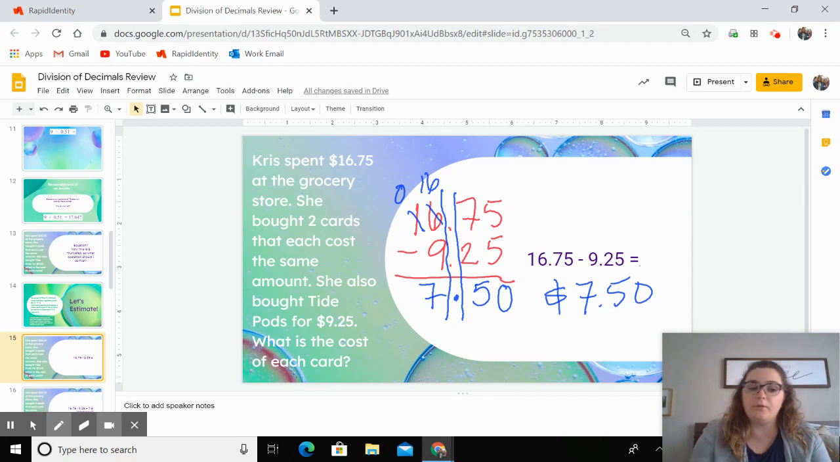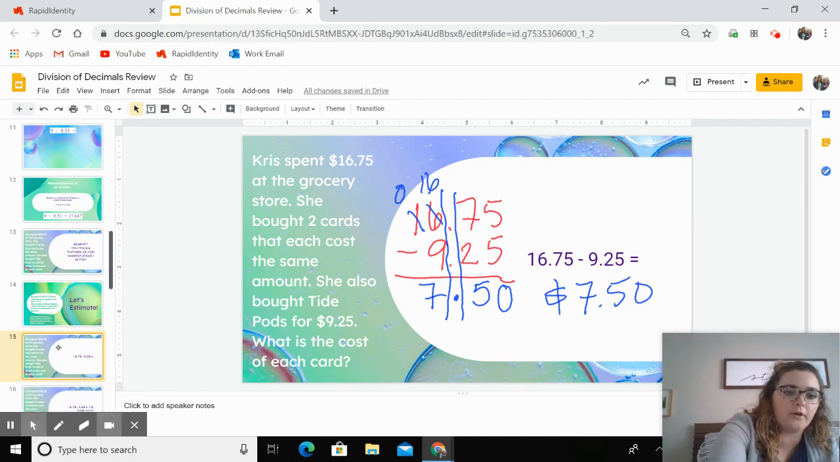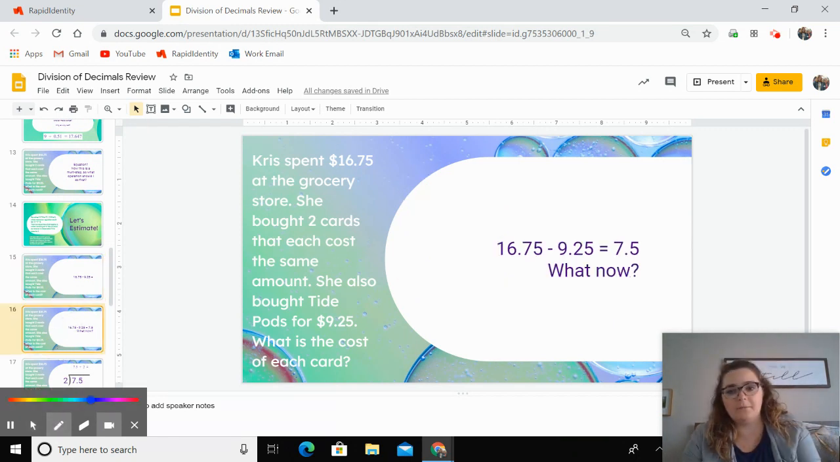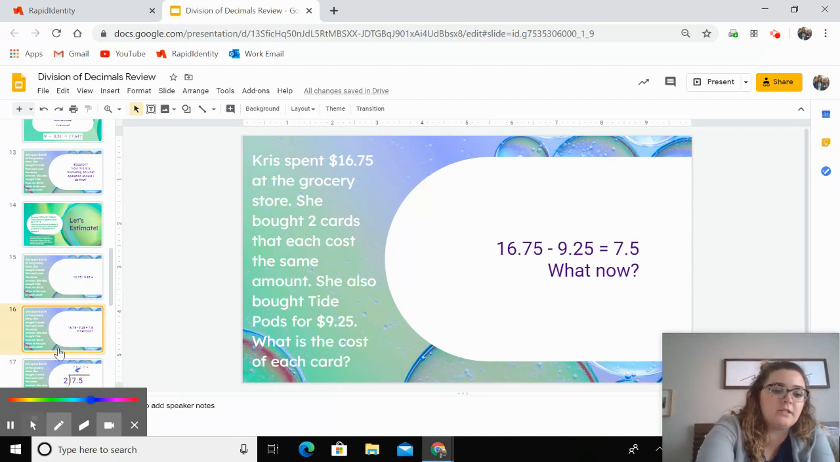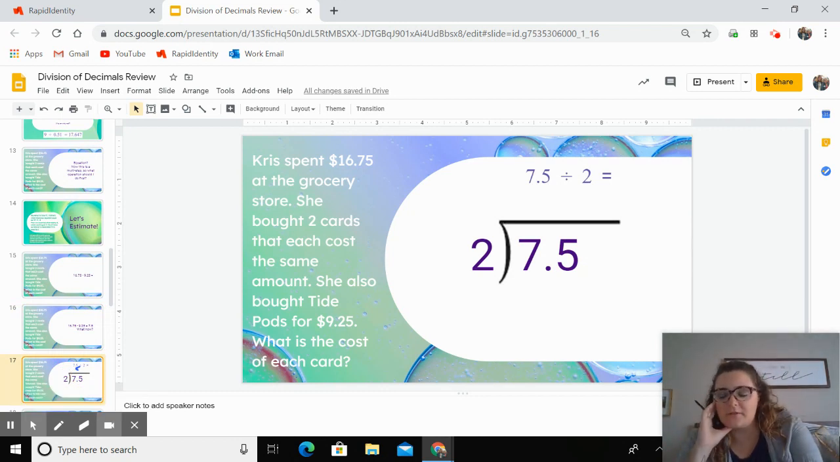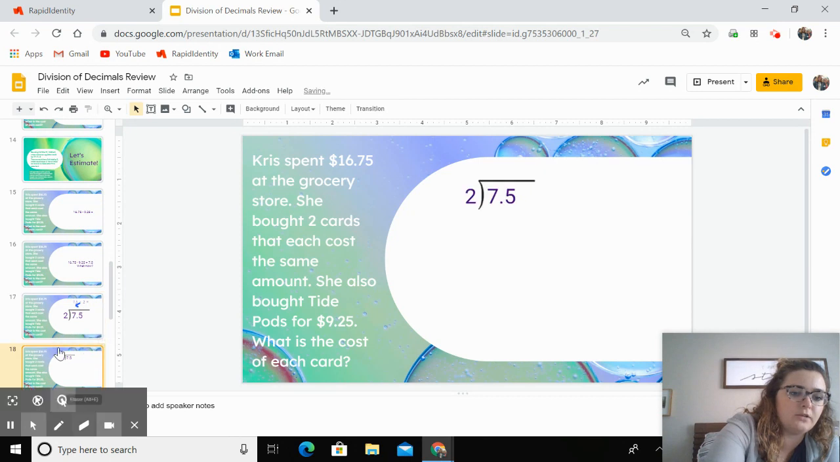However, I didn't want to know the price of 2 cards. I wanted to know the price of 1 card, okay? And so now I'm actually going to have to take that $7.50 and split it between 2. So I'm actually going to divide it by 2. So I have $7.50, or 7 and 5/10, being divided by 2. All right, and so now I'm going to show you how you would actually solve that.